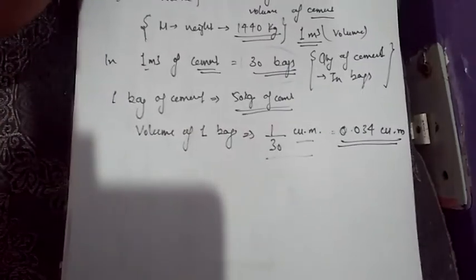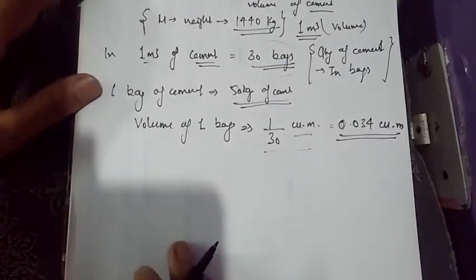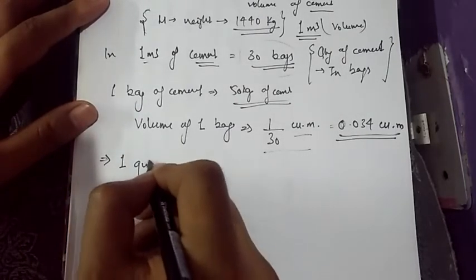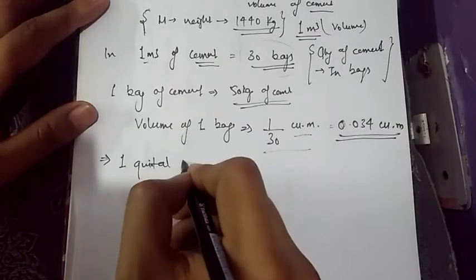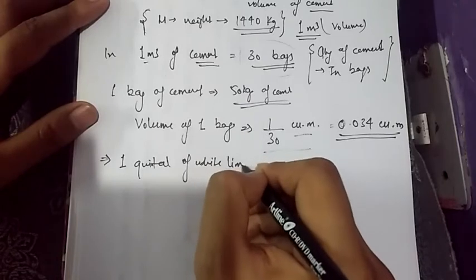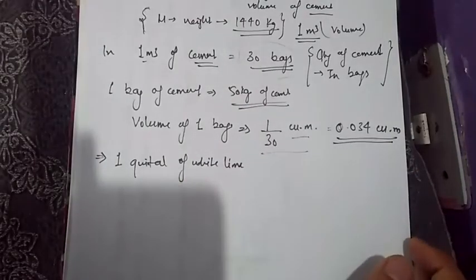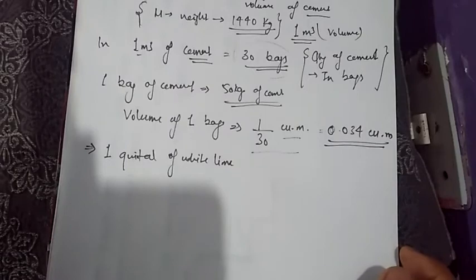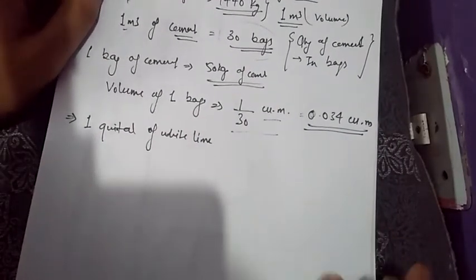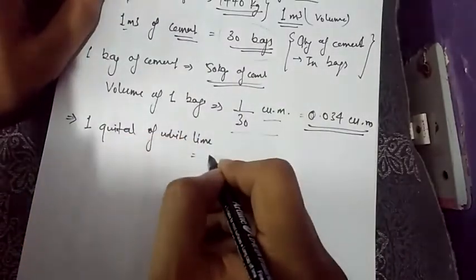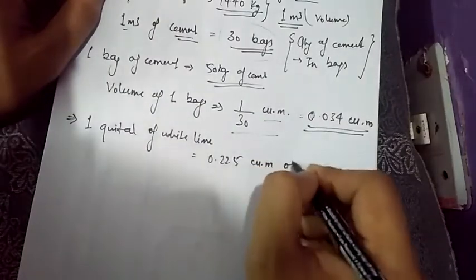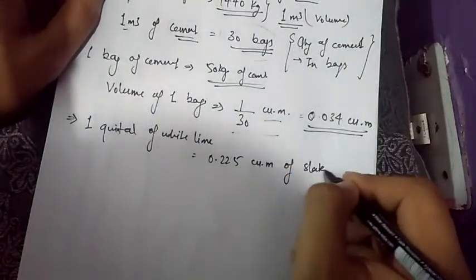Okay, now we are moving to advanced calculations, that is 1 quintal of white lime, because sometimes we use lime in concrete, so we should know the calculation of lime also. So for white lime, for 1 quintal there is 0.225 cubic meter of slaked lime.